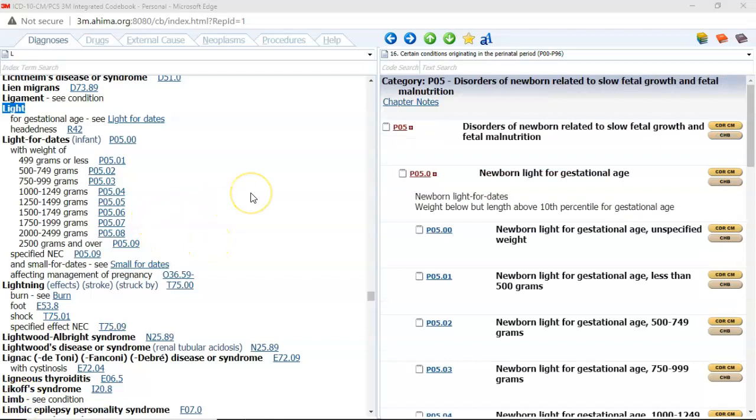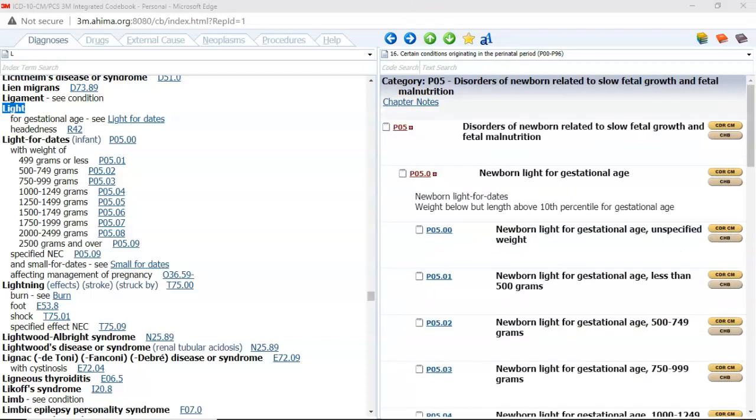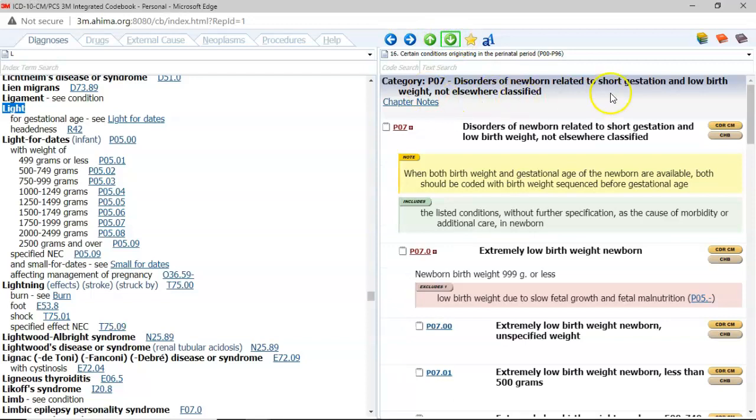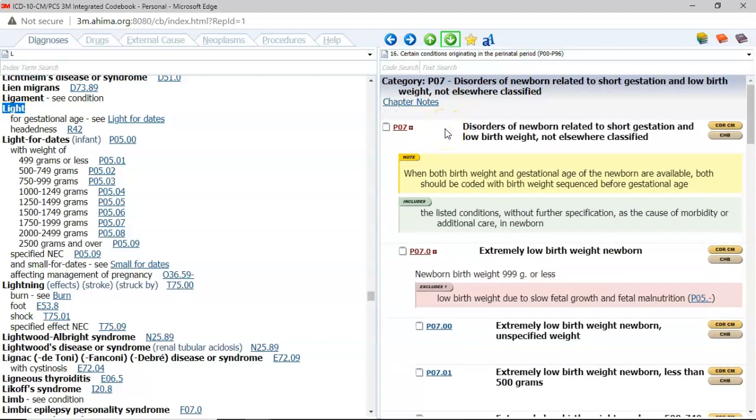Now you may want to create some note cards to help you with categories P05 and P07. So P05 is slow fetal growth and fetal malnutrition. That is what this category is. P07 is newborns with short gestation and low birth weight. So don't confuse low birth weight with light for dates. So that can be confusing, but you're definitely going to have to use the documentation in the medical record to correctly assign these codes.